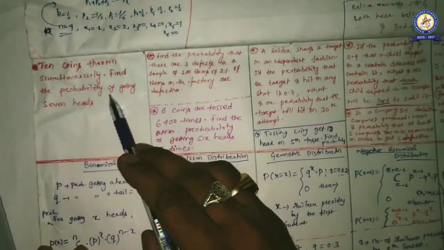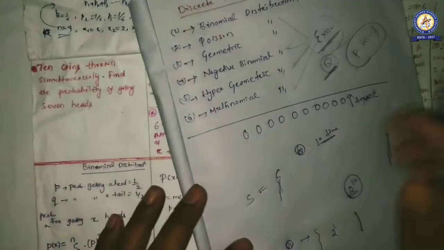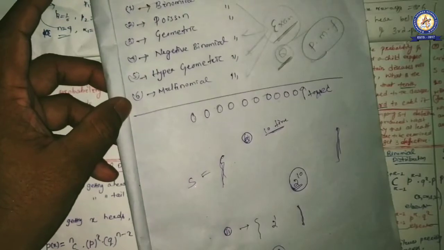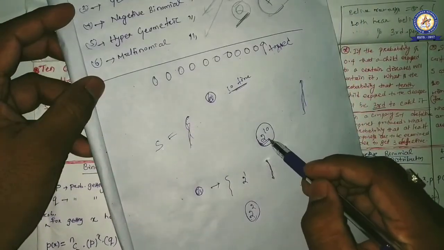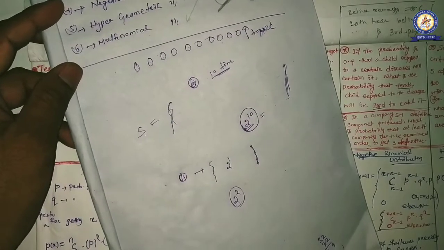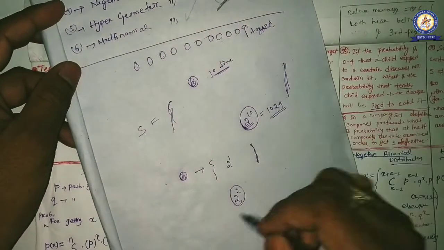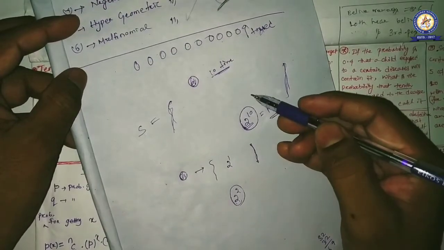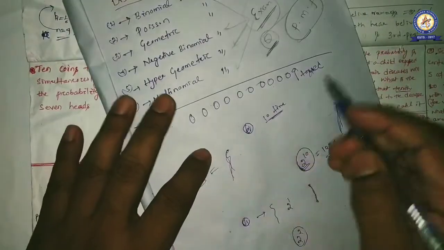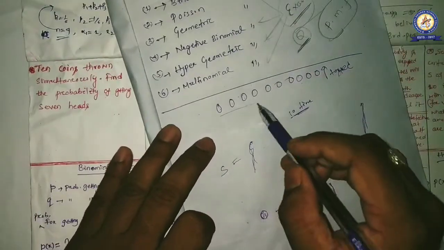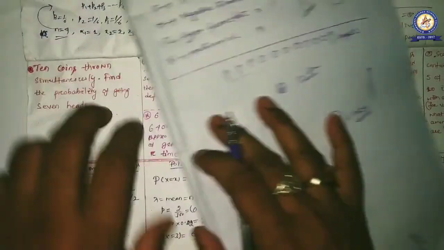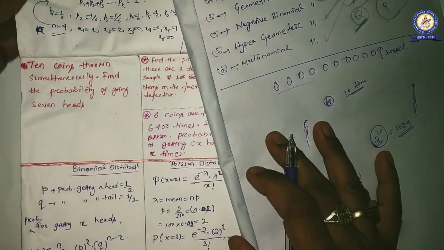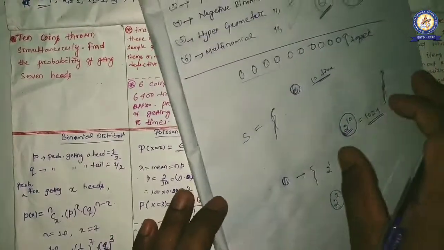Now here in the question it has been asked what is the probability of getting 7 heads. In this question, if we go for the traditional way, we have to find out 2 to the 10, which means around 1024 sample points. Then we have to search how many sample points belong to 7 heads. So if we go with the traditional way for this question, it will take so long.